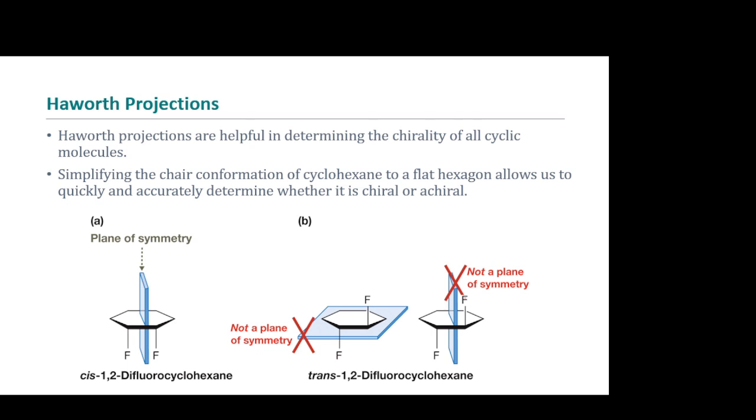Okay? So they simplify the chair conformation for your cyclohexane to a flat hexagon like so. And this will actually tell you if this is chiral or achiral. Notice here we have a plane of symmetry, so overall this is achiral, right? Over here we don't have any planes of symmetry, do we? And so this one can have chirality, can't it? Okay? When you end up with two different things that can't be interconverted.